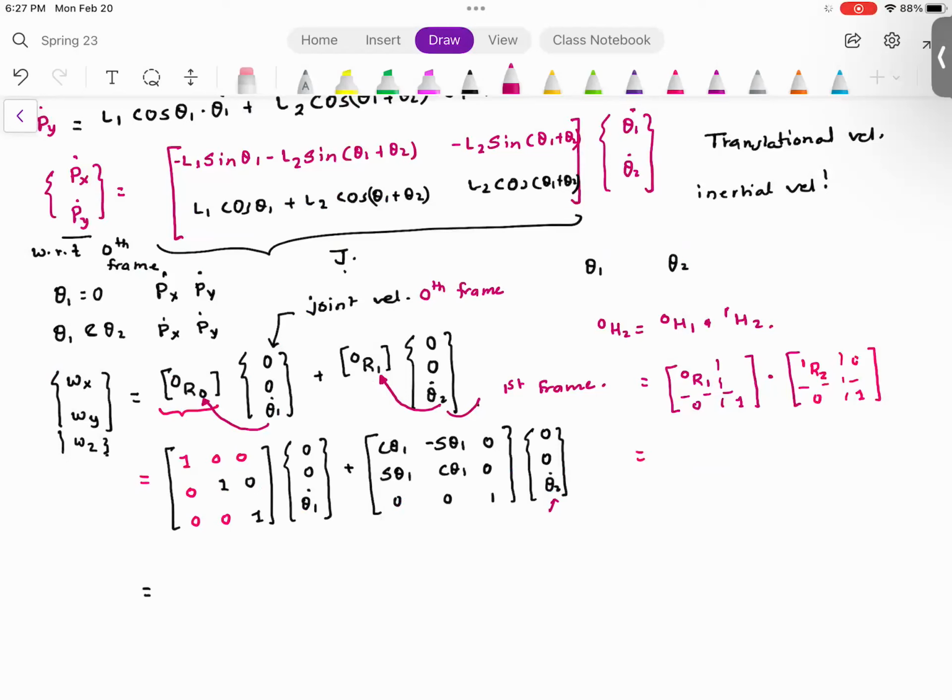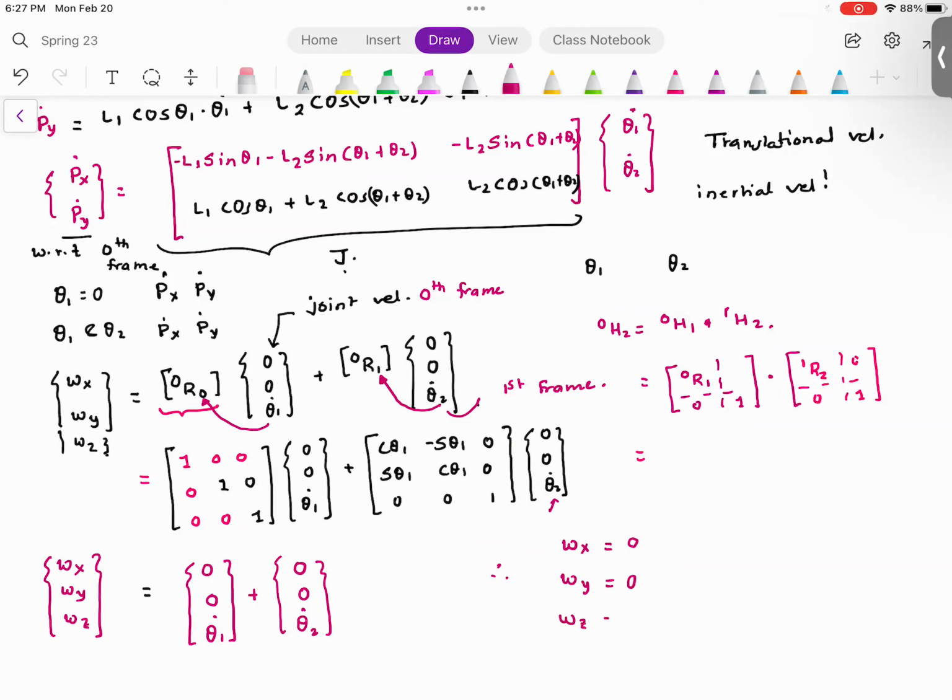So when you multiply, this expression is going to be first row first column 0, first row second column 0, first row third column theta 1 dot. You agree with me? Plus, when you multiply the first row first column, this is going to be 0, second row first column 0, third row first column theta 2 dot. Are you with me? Omega x, omega y, omega z. Now, what does this mean? I need to add these, and this expression becomes omega x is equal to 0, omega y is equal to 0, and omega z is equal to theta 1 dot plus theta 2 dot.